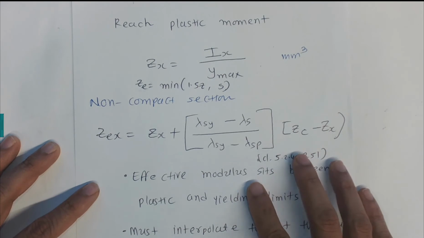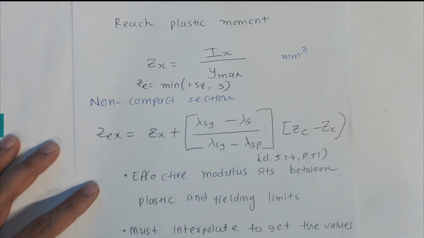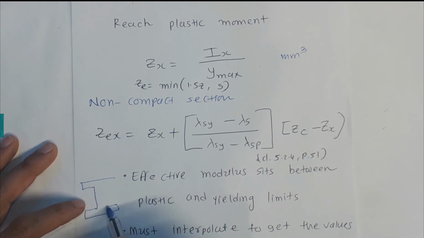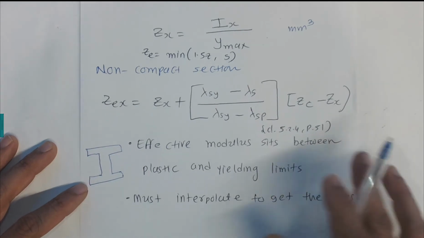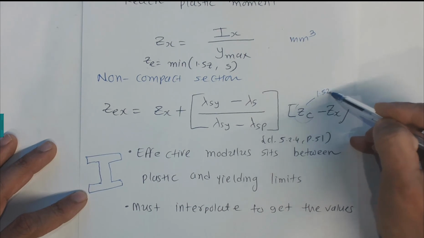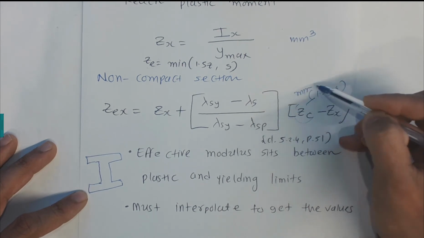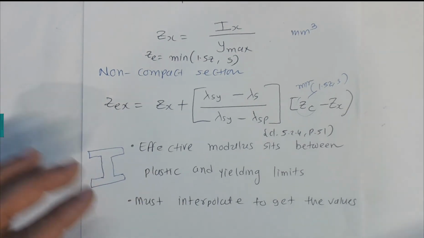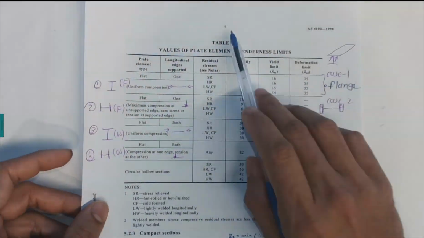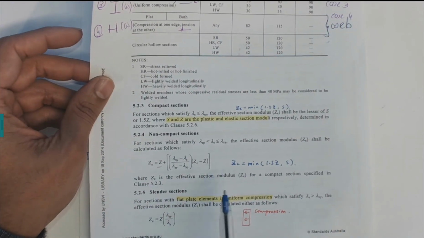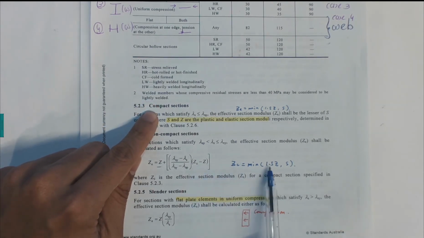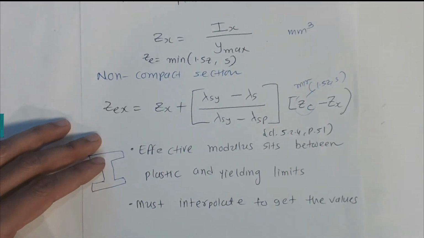Now for non-compact sections, we have an intermediate case, like it's not a thin or thick plate, so it's an intermediate cross section, and we need to use interpolation here. Now for the ZC value, we can get the minimum of 1.5 Z and S, and this equation is taken from section 5.2.4 non-compact sections. On page number 51, we have these big equations where ZC is obtained as for the compact section, so it should be 1.5 Z, ZS.